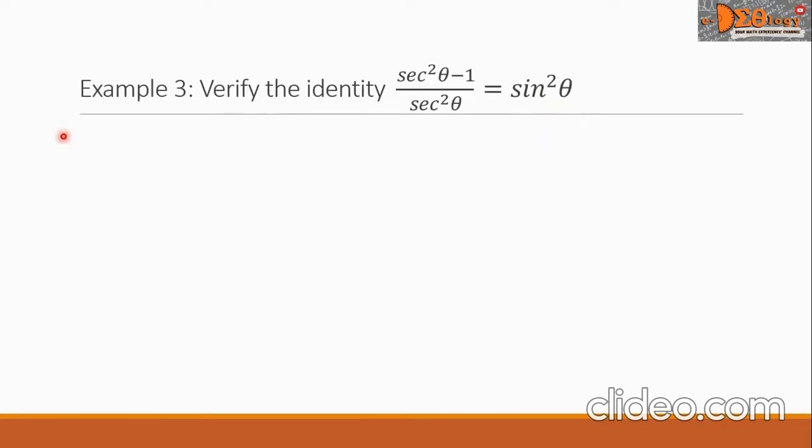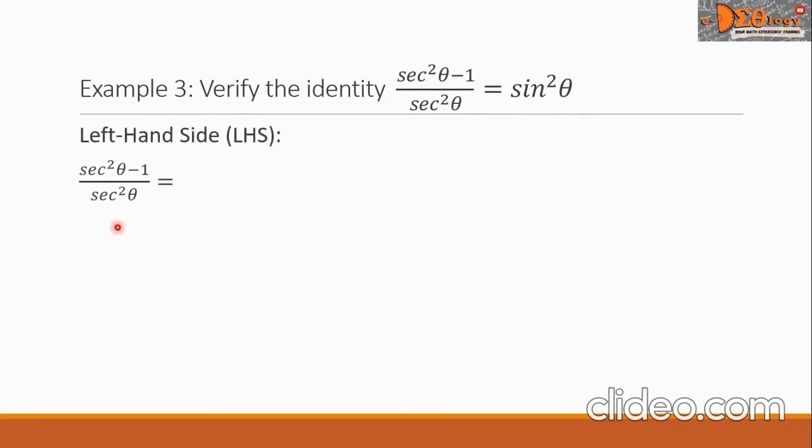Let us have example 3. Verify the identity: the fraction with numerator secant square theta minus 1 all over secant square theta equals sine square theta. In this problem, the right hand side is simple, the left hand side is a fraction, so we will simplify the left hand side to equal the right hand side.